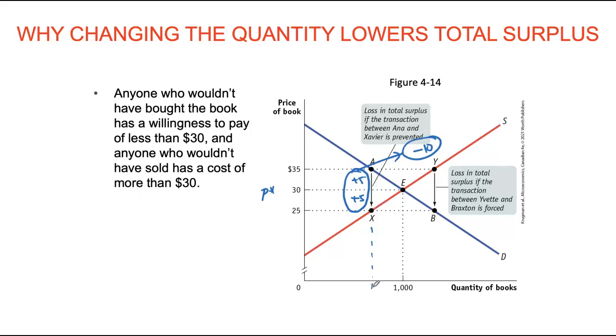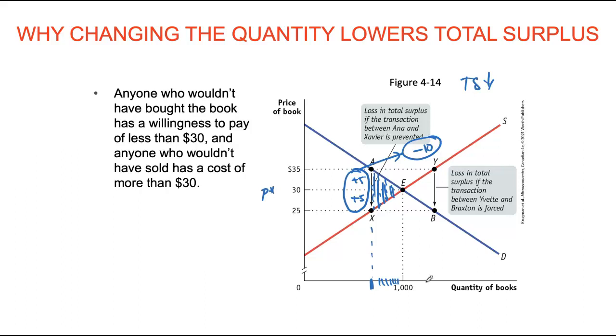Likewise, if overall quantity exchanged is restricted at this level and these sales do not happen, which otherwise would have in a free market, we lose all of this surplus. So this whole area would be lost. Your total surplus loses this shaded triangle because these exchanges are now not occurring. We're forcing market participants to not trade with each other and therefore reducing total surplus.